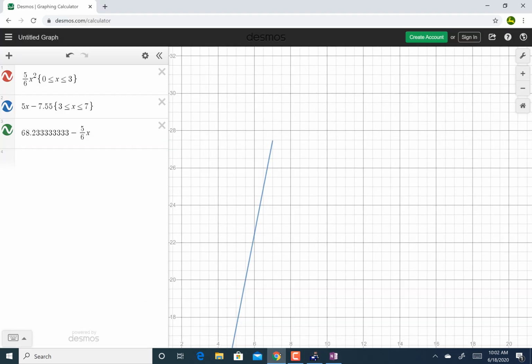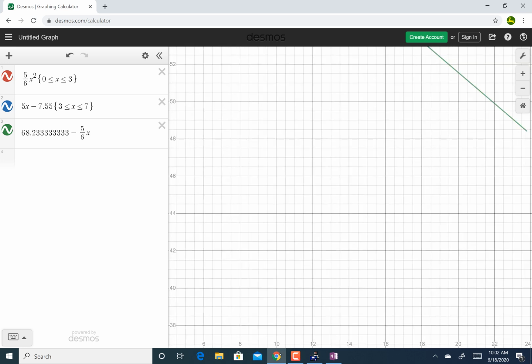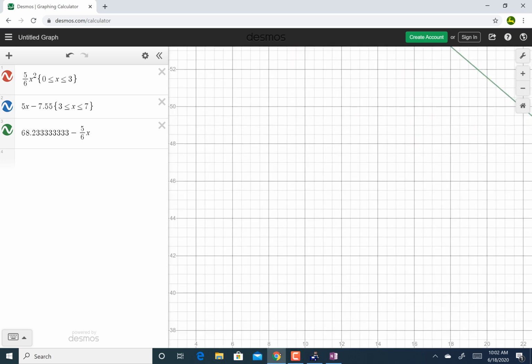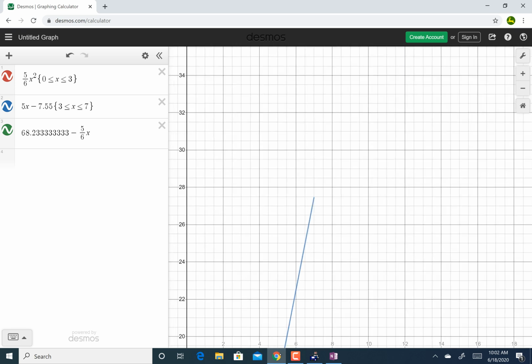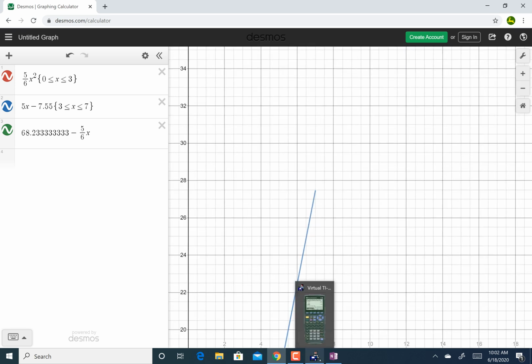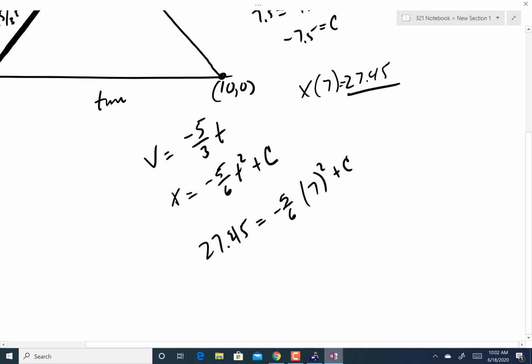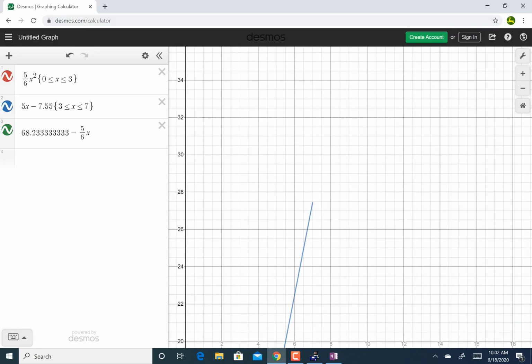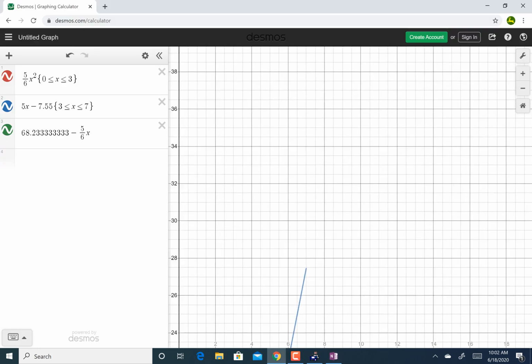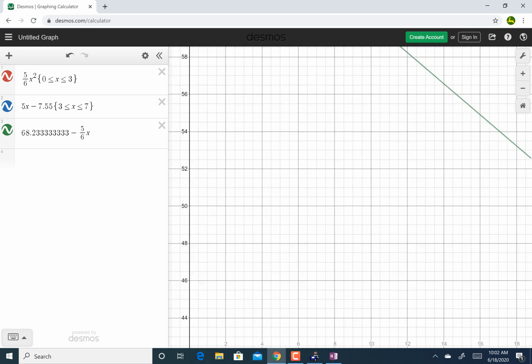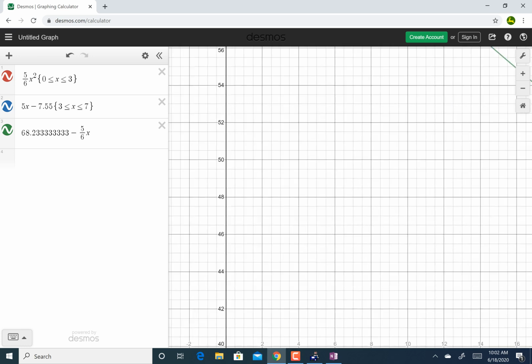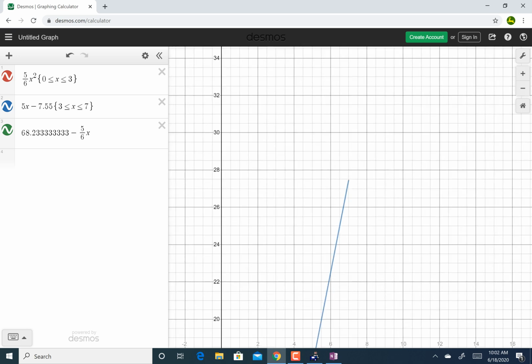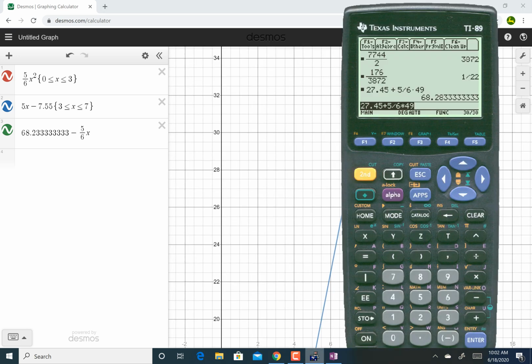Okay, what did I do wrong this time? Somewhere up here I should see my line. You see that? I made a little boo-boo. So let's come back and see where I went wrong. It should be here at 27.45, and it's way up here, so that's obviously incorrect. So let's see mathematically what I did wrong.